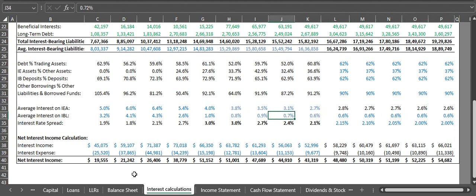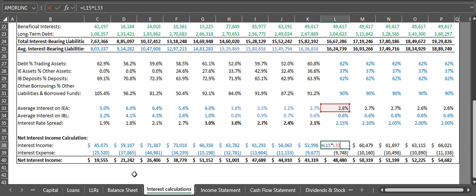Then we have the average interest on IBL. This one is 3.2%, and 2.6% is also there. Then we have the interest rate spread, which is 1.9% to 2%. Then we have the interest income. This is based on the calculation of the different interest numbers, the average interest rate on the borrowing. So this is the average interest income on the basis of different parameters.